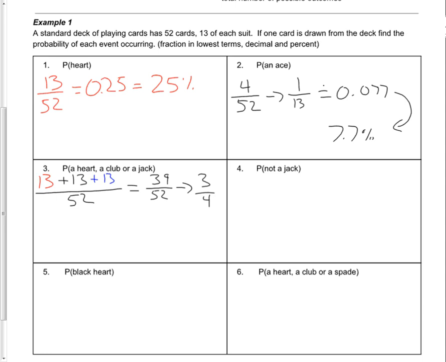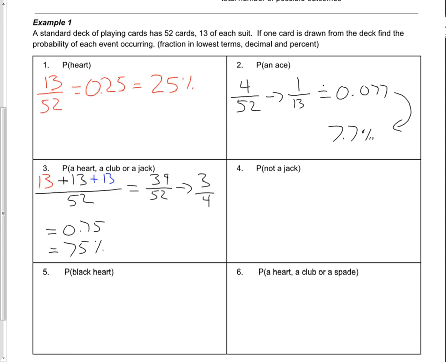And so I know that 3 over 4 as a decimal is 0.75, because when I take 3 divided by 4, I get 0.75. And if I convert that into a percentage, it ends up being 75%.